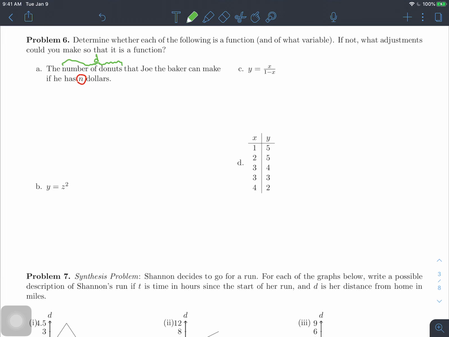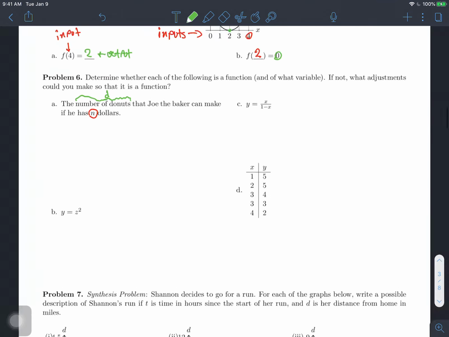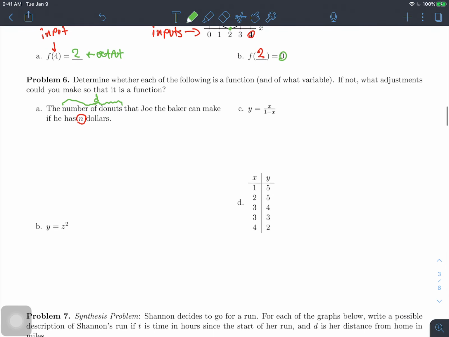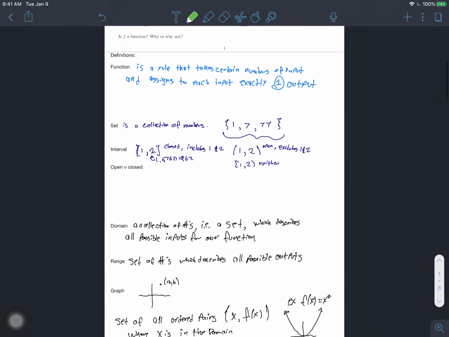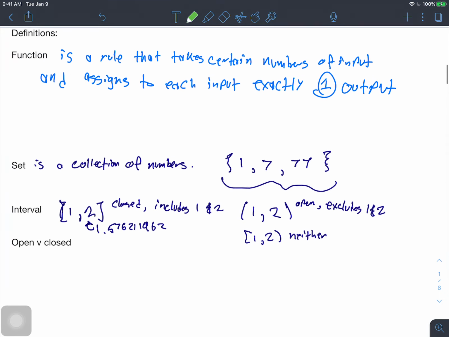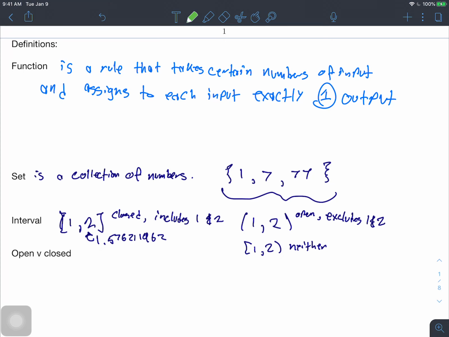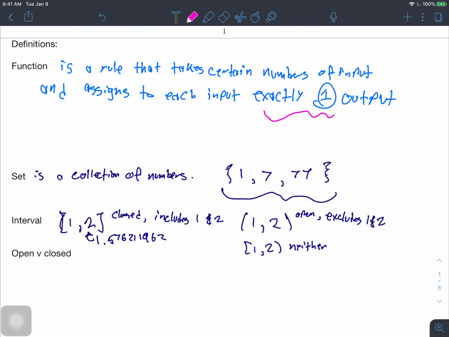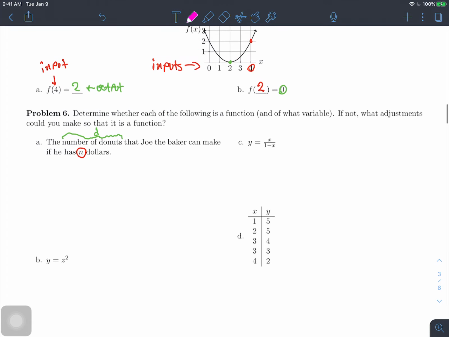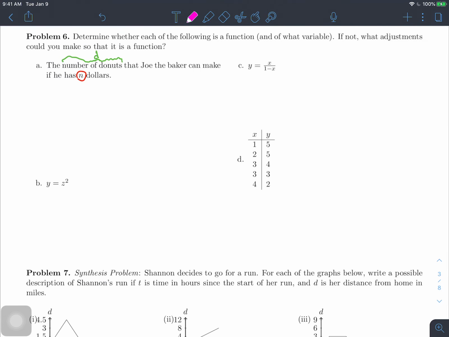So n is going to be our input and D is going to be our output. One of the reasons this is going to be a function, let's scroll back up to our definition of a function. We said it's a rule that takes certain numbers of input and assigns to each input exactly one output. So far we've covered input and output, and the part I would really like to highlight is this exactly one part. So let's think about why that is true for A.